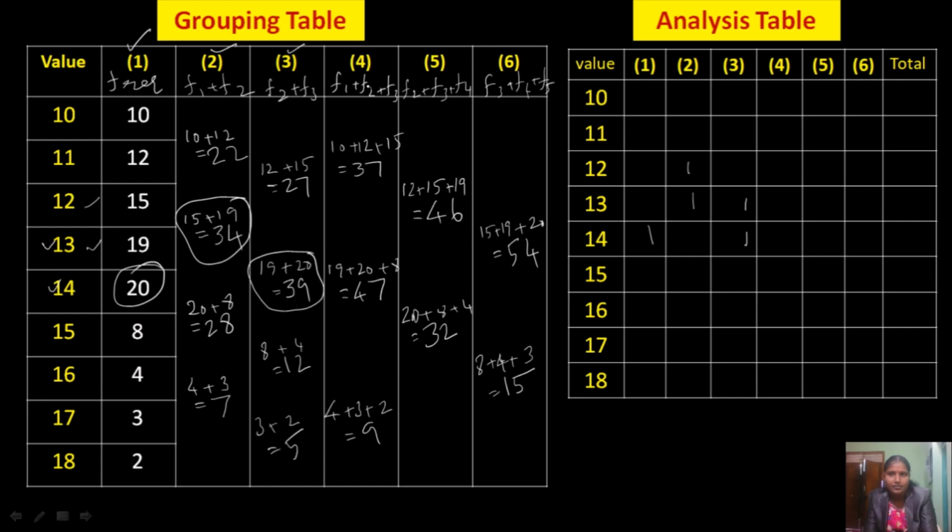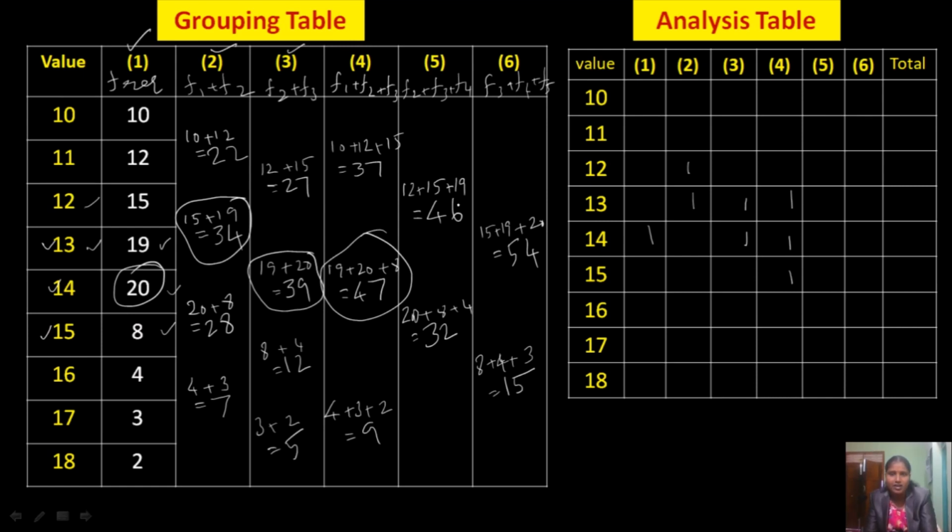Now under column 4, the highest value here is 47. 47 is obtained by adding 19 plus 20 plus 8. These three values correspond to 13, 14 and 15. So I just put 1 against 13, 14 and 15 under column 4 in the analysis table.